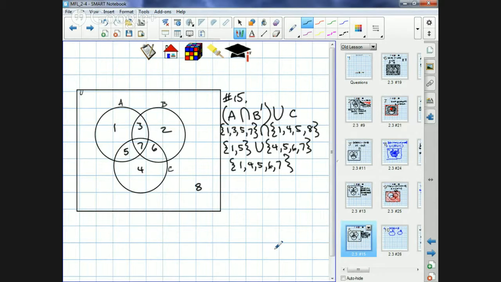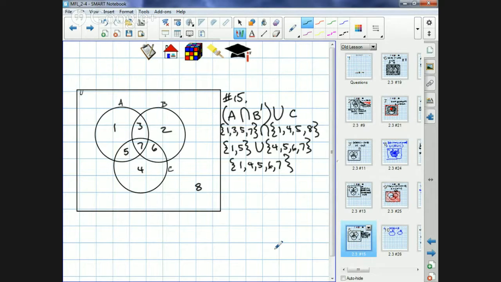I guess I should go over number 15 then also. That is A intersects B complement. I had 1, 3, 5, 7, and then B complement was 1, 4, 5. Again, that's where I missed 8. I'm just thinking the circles. It's the same thing, yeah. Universal, which means everything. I've got to remember that.